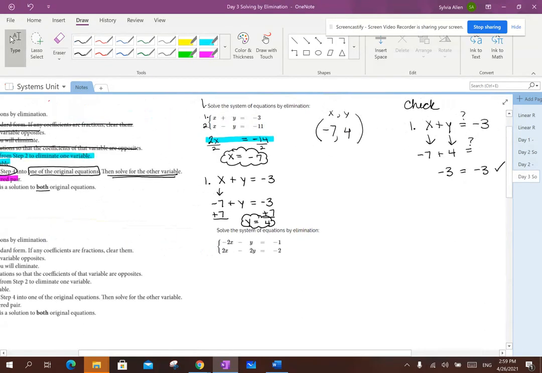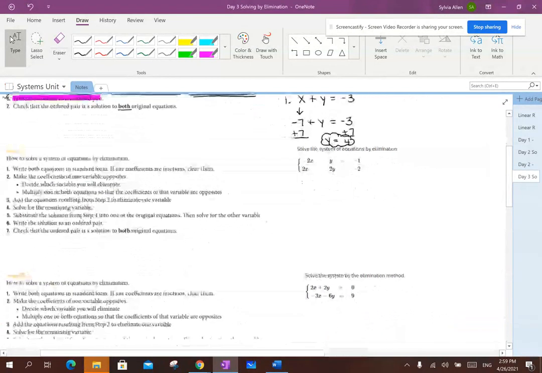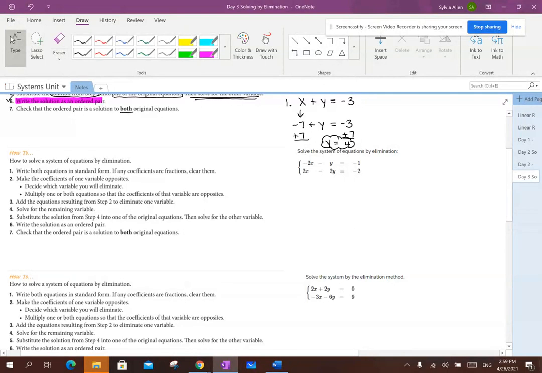Okay, so let's do this again with number 2. Same to-dos, right? Same how-tos. It says to write both equations in standard form.